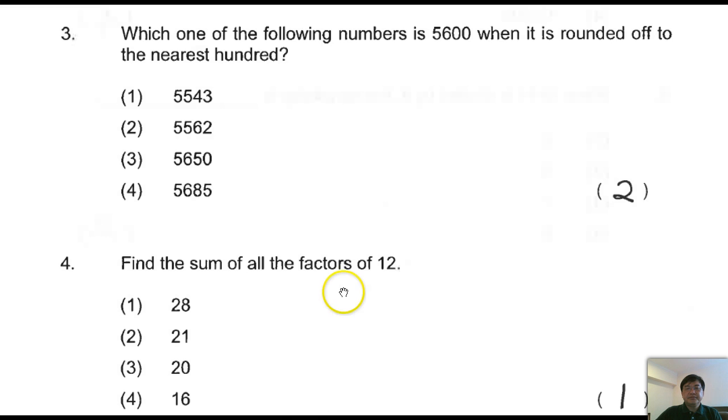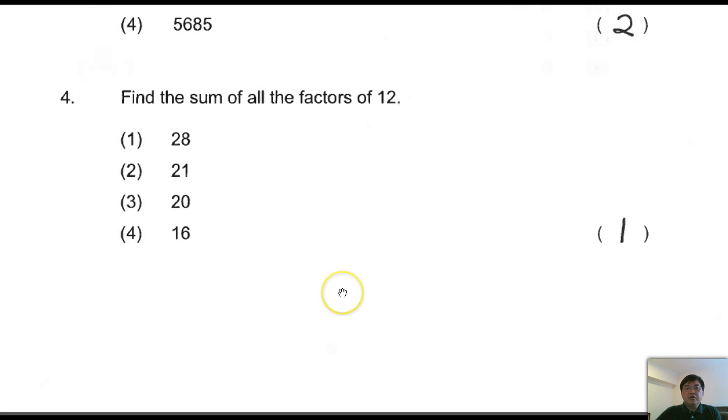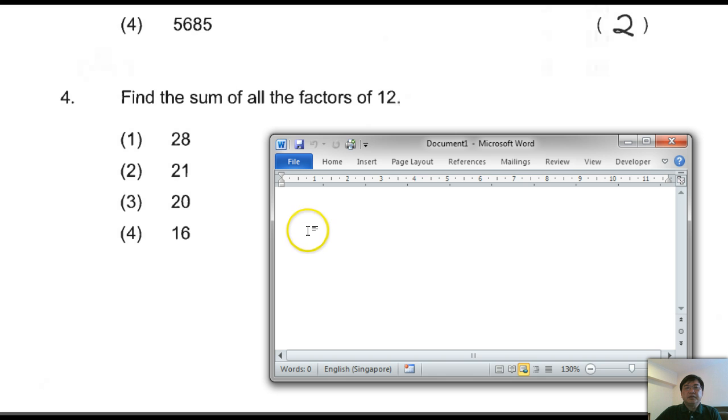Next, find the sum of all the factors of 12. So you have to list the factors down. The factors of 12 are 1 times 12 is 12. Next, 2 times 6 is 12. And the next one is 3 times 4 is 12. So these are the factors of 12.